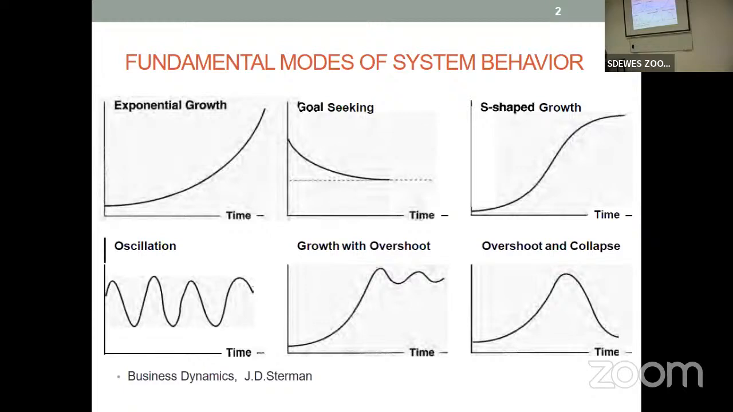This is the S-shaped growth. At the beginning, it's like exponential growth. Then we change the tendency, and the growth is lower until it reaches, let's say, a stable maximum value. This is oscillation. This is the growth with overshoot. So there is a growth, then some oscillation behavior, and finally it reaches a maximum or a stable value. And this is the overshoot and collapse, a very high growing rate, and then a quick decrease.